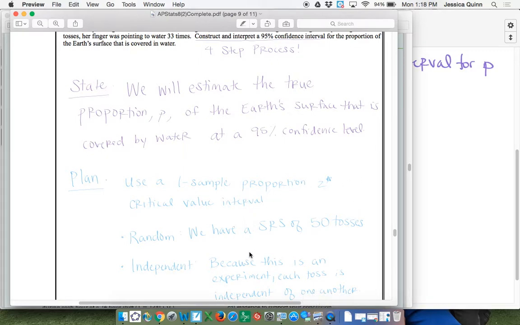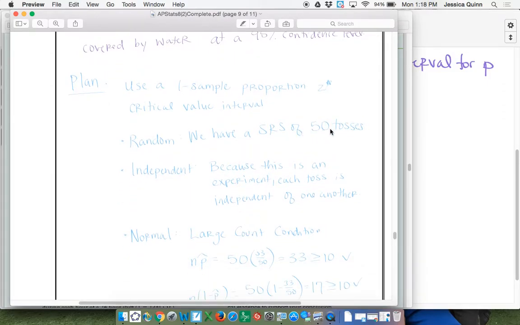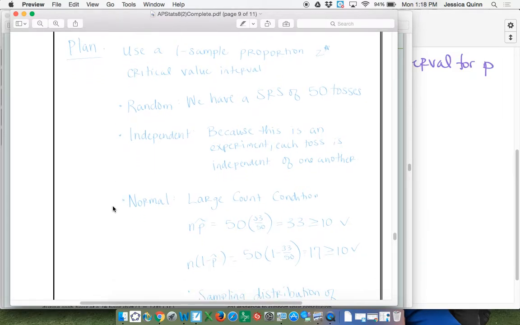Again, our conditions that we're going to check: we have a simple random sample of 50 tosses, or you could say the globe was spun randomly 50 times, something along those lines. For independent, this is what we talked about right before you left. So we could say, because this is an experiment, each toss of the globe is independent of one another. You could also say, assume that there's more than 10 times 50, which is 500, spots on the globe where your finger could land, and that would be totally appropriate as well.